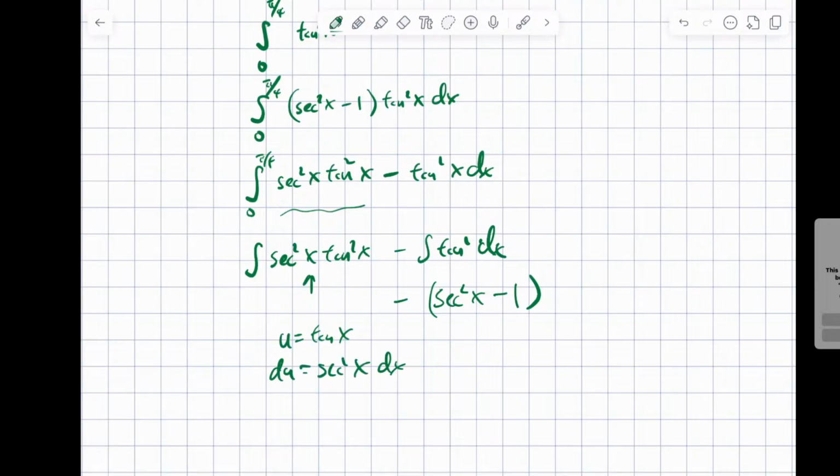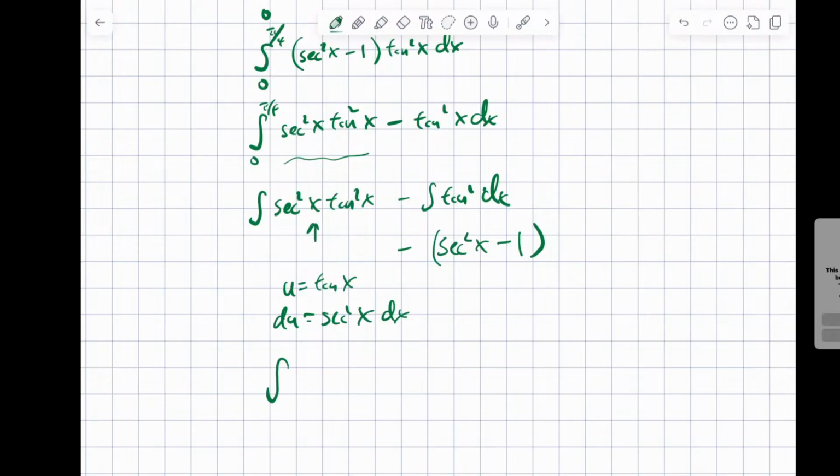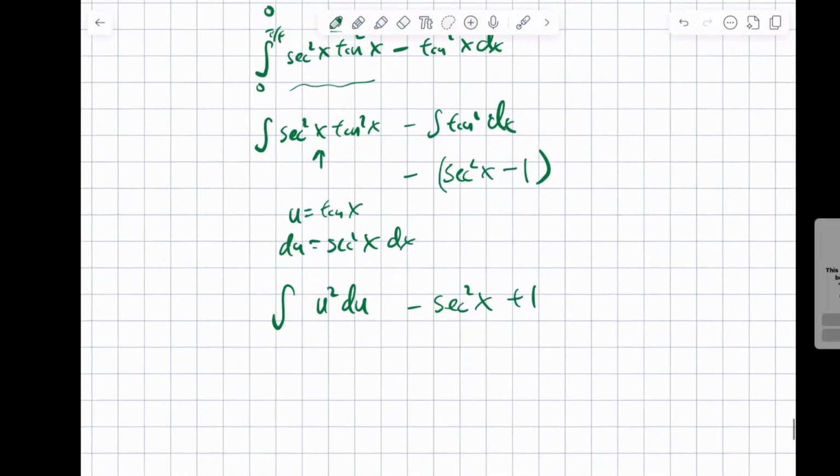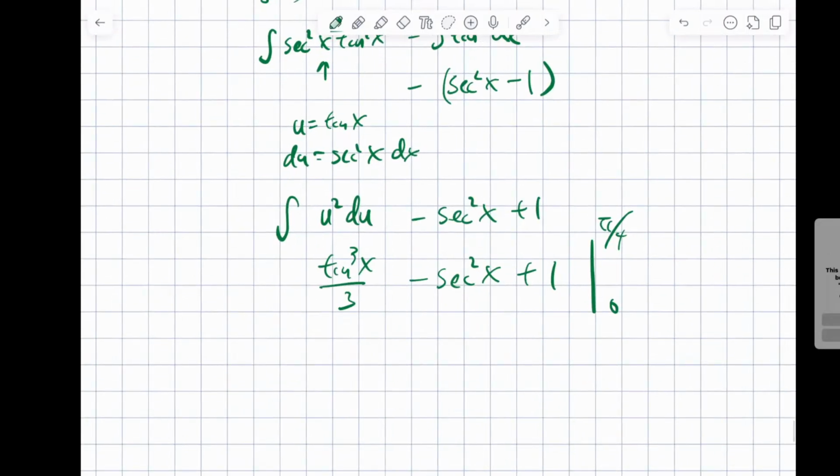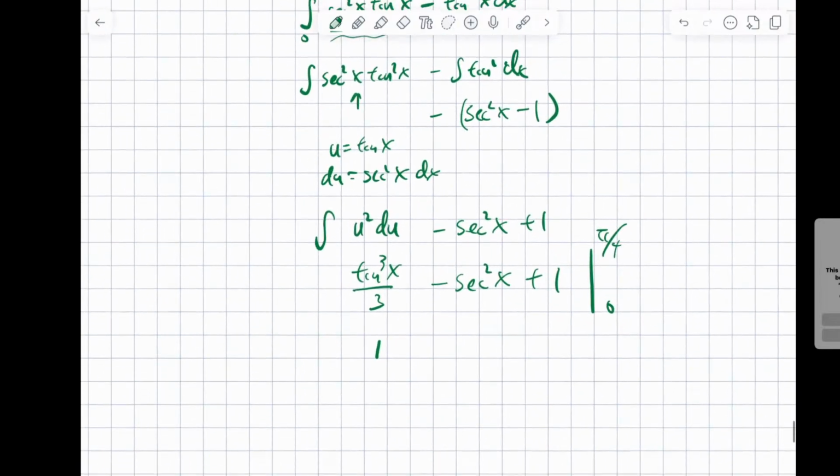So that will be what? u squared du, right? Minus secant square of x plus 1. And now this one's u cubed over 3, so it'll be tangent to the third x over 3 minus secant square of x plus 1. Now I'm going to plug in the boundary, pi over 4 to 0. Tangent to the power of 4 is 1.